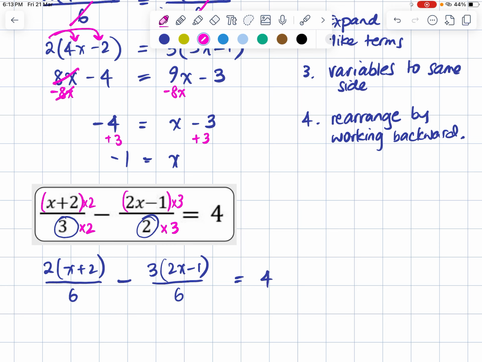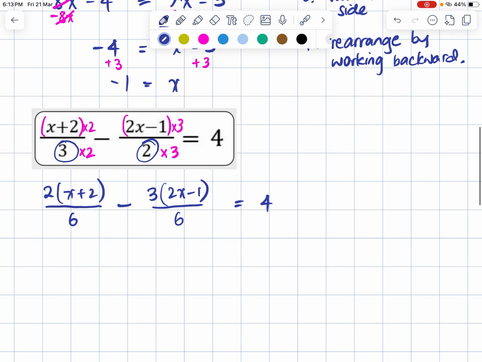What I want to remember here is that now these have the same common denominator, I can write them as a single expression over one single denominator. So I've got the first numerator minus the second numerator, all divided by 6.